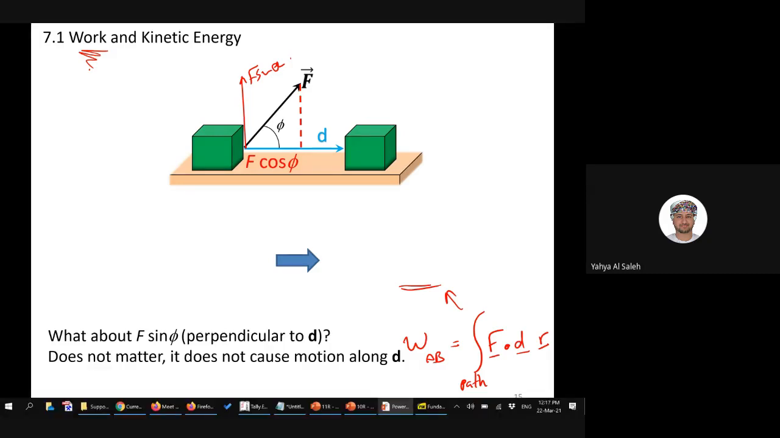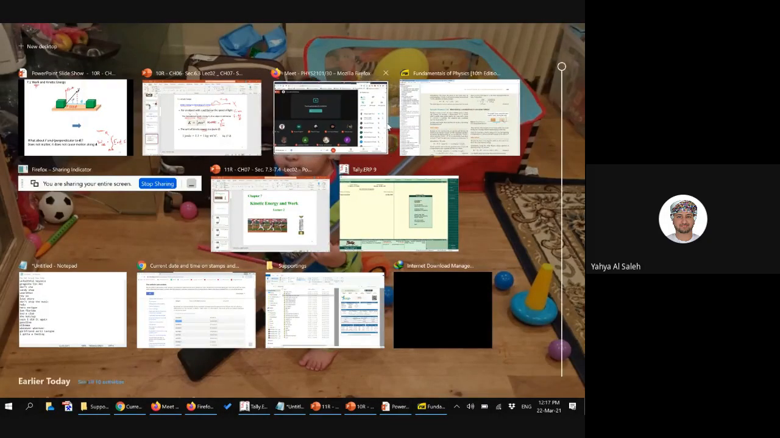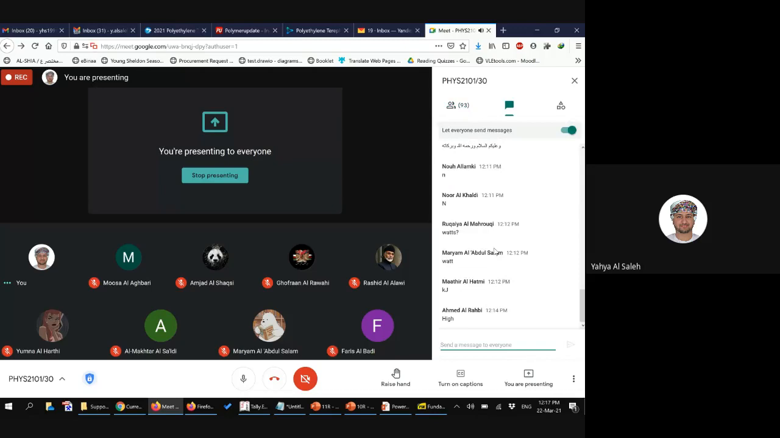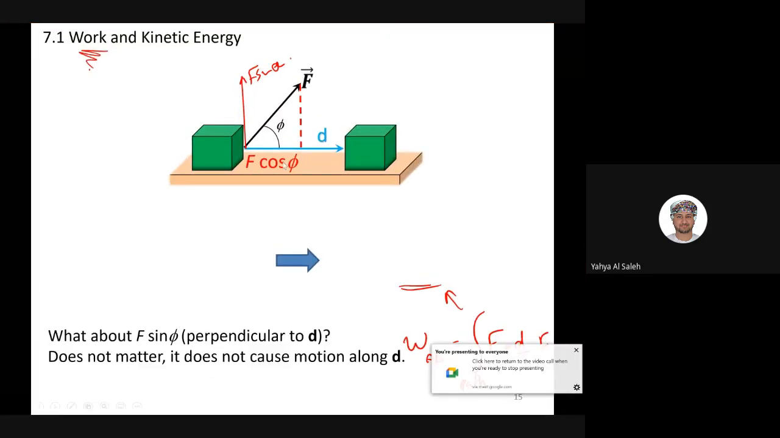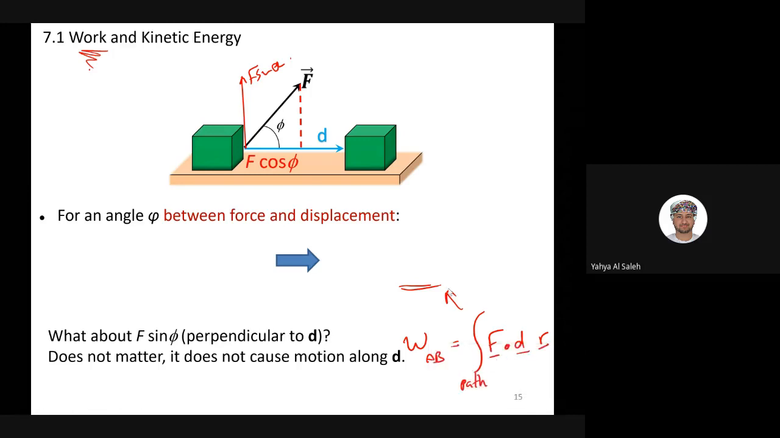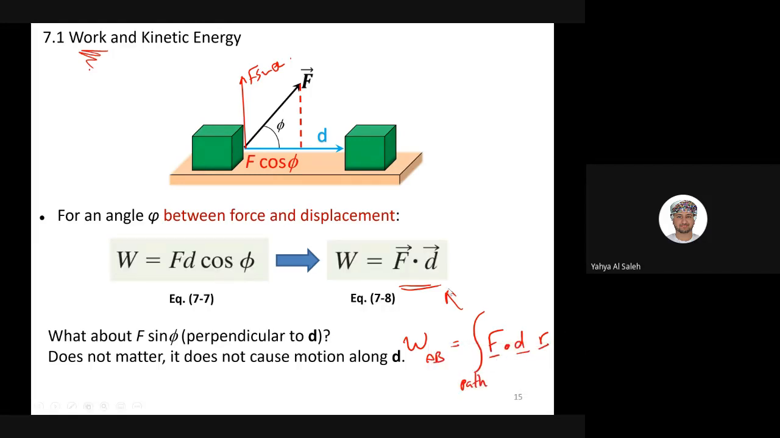Okay? Because in physics, the concept of work has a very specific meaning. And unless you do it in that specific way, it doesn't count. So the definition of work in physics is F dot D. So F D cosine theta.